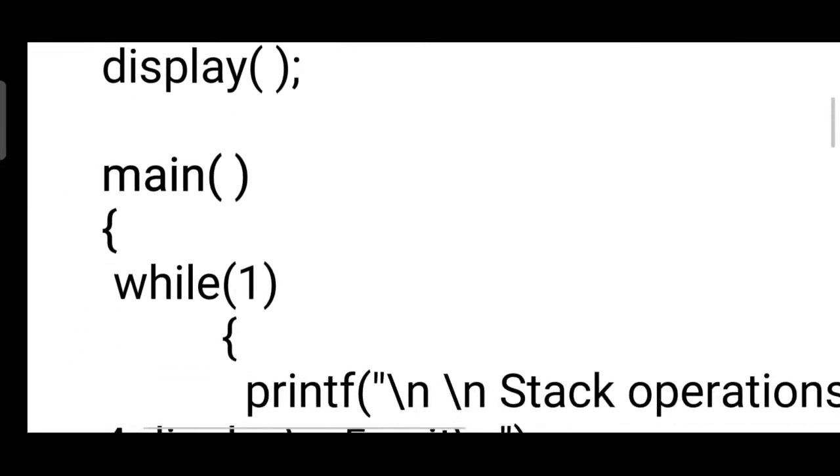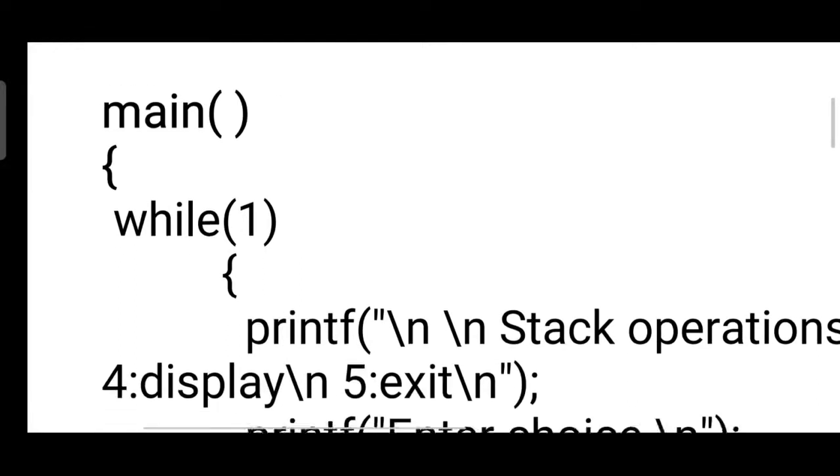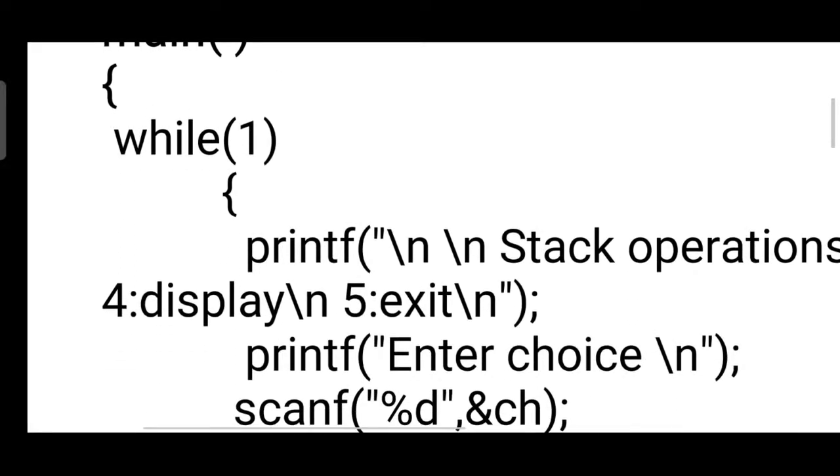Whatever the programming language may be, program execution begins with the main function. So again, we are following the same strategy. What is the strategy? We are taking an open loop, a while loop, so this will be executed repeatedly. After completion of one operation, the same set of options with a menu will be displayed again.